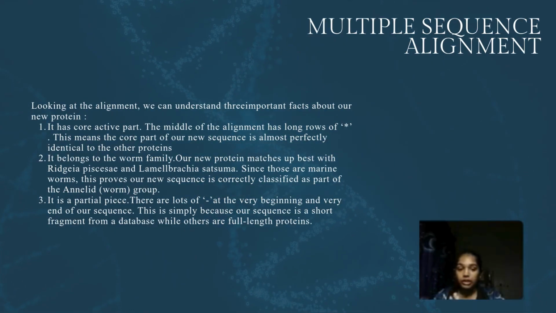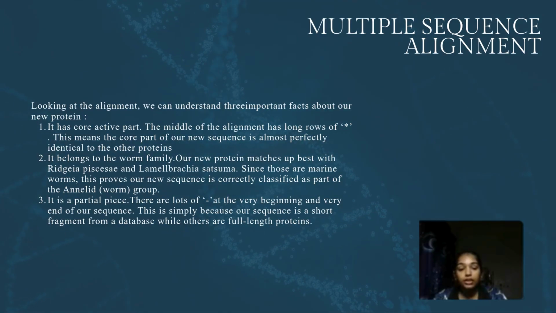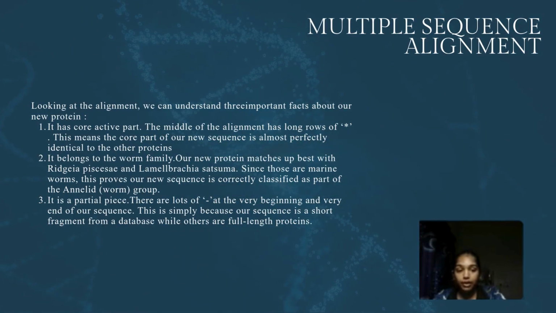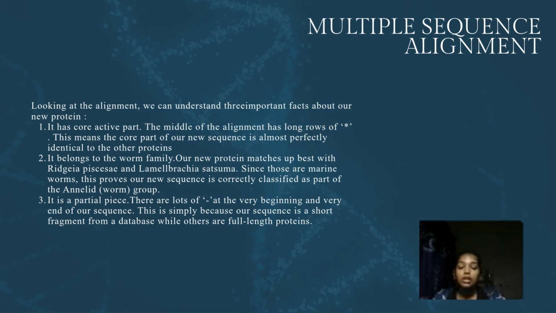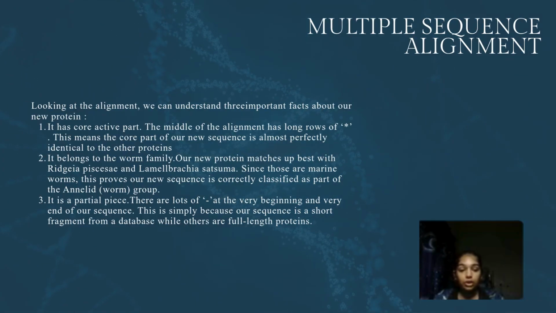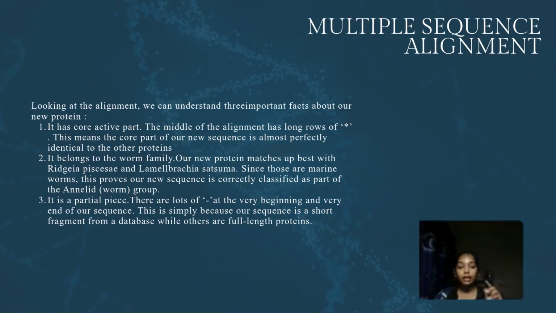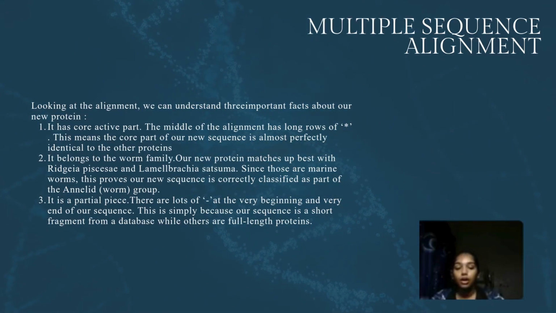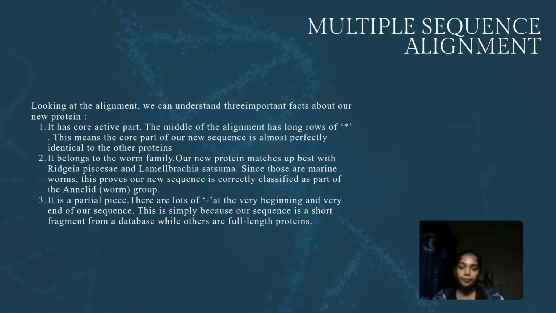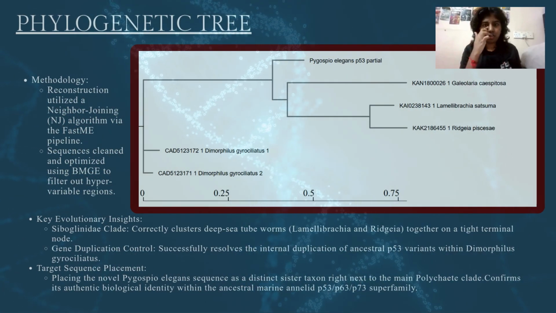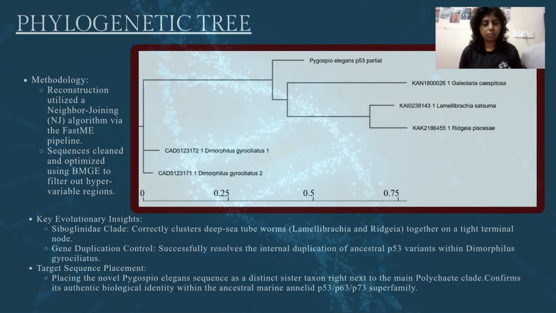The final one is it's a partial piece. So when you look at this, there is a lot of dashes at the very beginning and the very end of our sequence. So this is simply because our sequence is a short fragment from a database while others are full-length proteins. So moving on to the evolutionary analysis of our target protein.